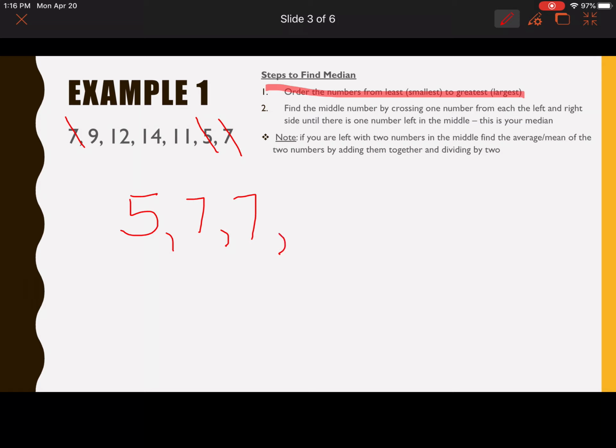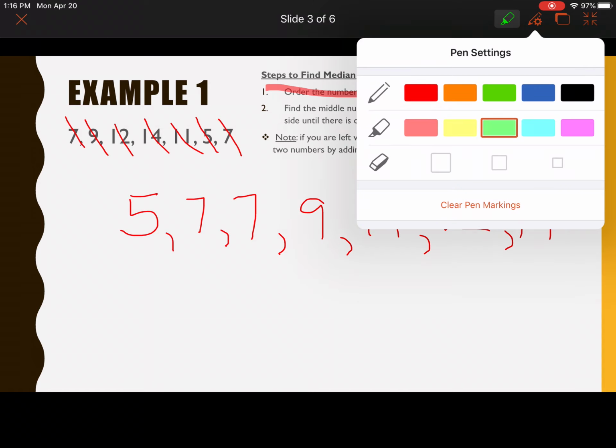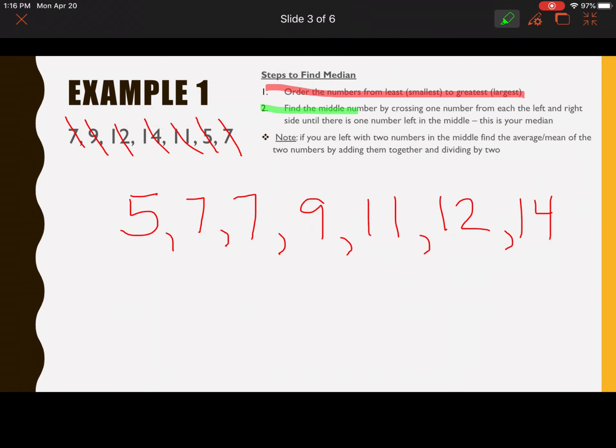My next number is going to be 9, then 11, 12, and last but not least, 14. After you list out all your numbers, just double check, make sure they are actually in order from least to greatest, and then we'll move on to step 2. Step 2 is to find the middle number by crossing one number from each the left and right side until there is one number left in the middle, and that'll be your median.